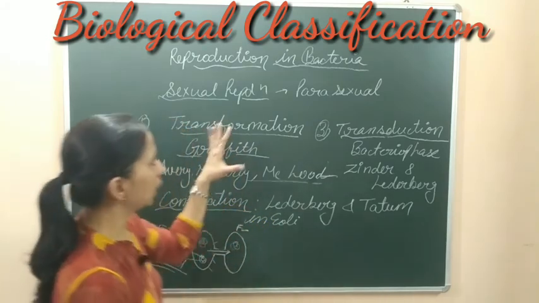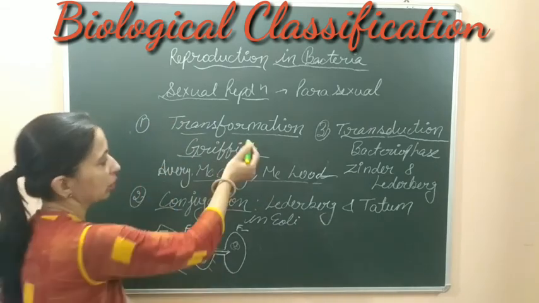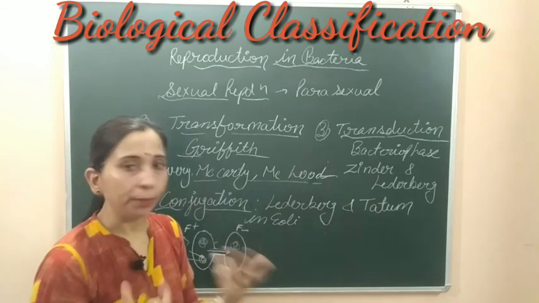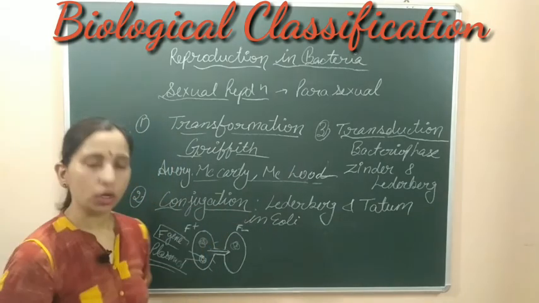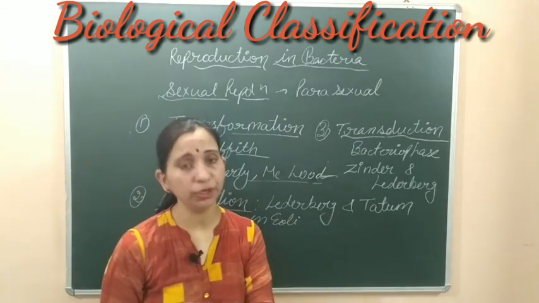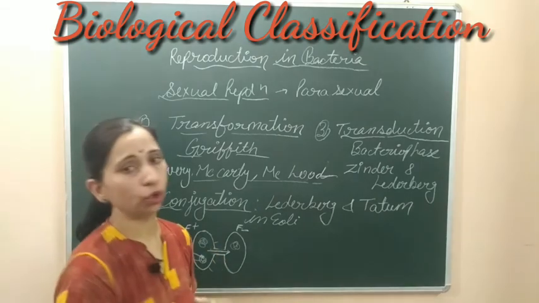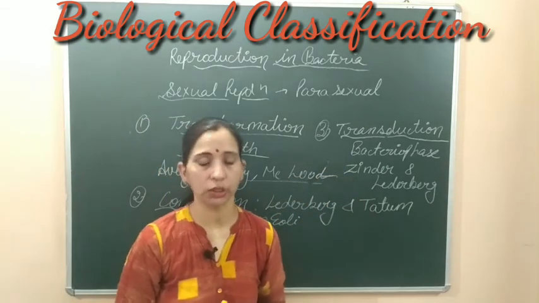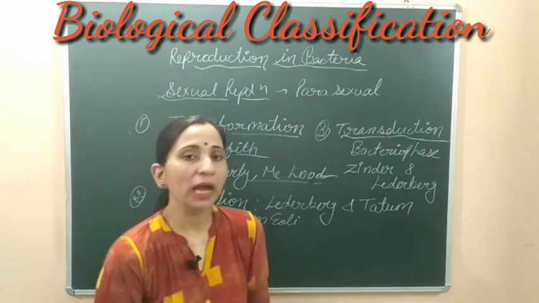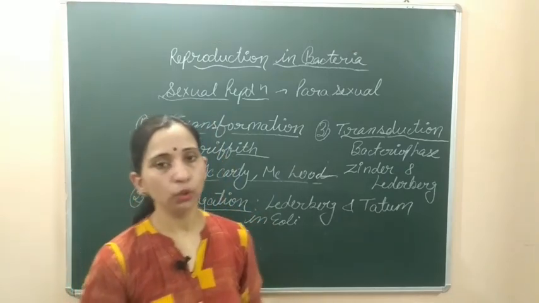Here three methods are present. The first method of this parasexual reproduction is transformation, where genetic material is taken from the surroundings. The second is conjugation, where genetic material is transported from one bacteria to another bacteria by passing through the conjugation bridge. And the third method is transduction, where genetic material is transferred with the help of viruses which are known as bacteriophages. So this is the reproduction in bacteria.